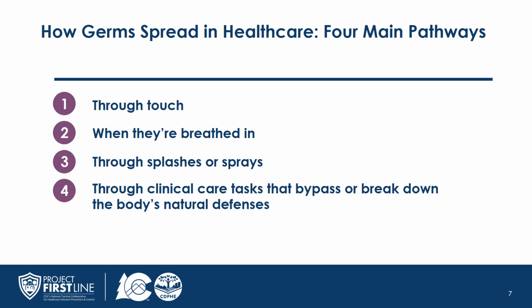A third is through splashes or sprays of blood, body fluid, or water from a sink or other source. Germs in those splashes or sprays can get into a person's eyes, nose, or mouth, or into a cut or a break in their skin and cause infection. The last common pathway for germ spread in healthcare is through clinical care tasks that bypass or break down the body's natural defenses, like when a patient's skin has to be broken to insert an IV. That creates a pathway for germs to enter the patient's body.